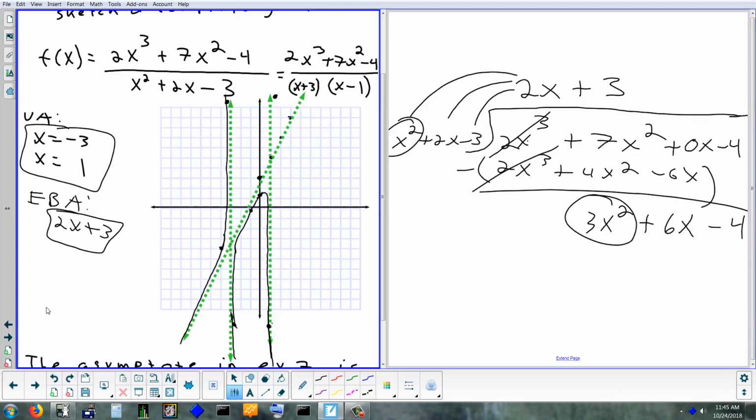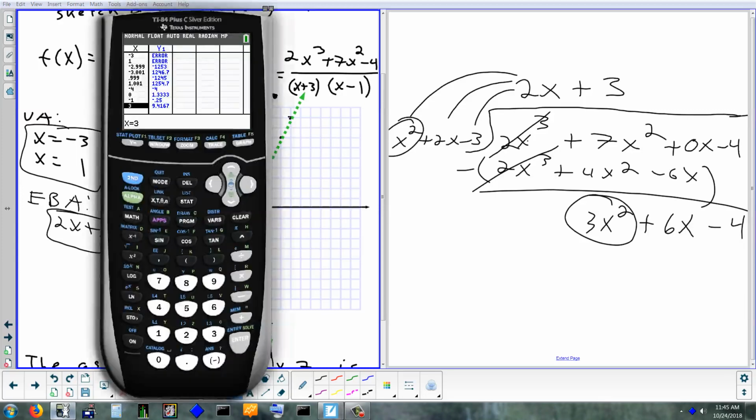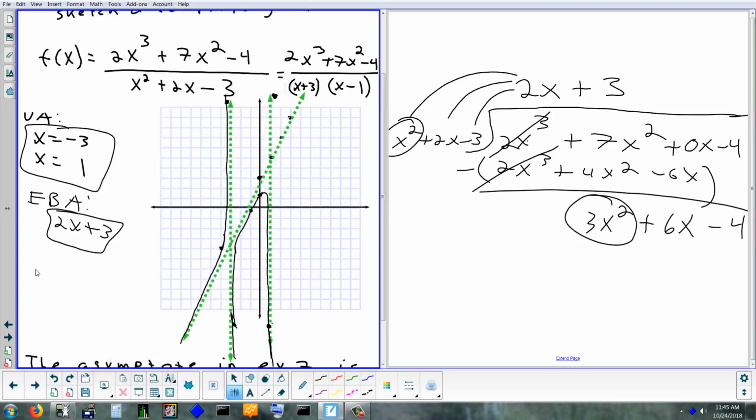And now I want to see what happens after 1. Okay? What's happening after 1? Well, I've got 1 point here. Let's do 2. See if we can get a good point. 2, 8.